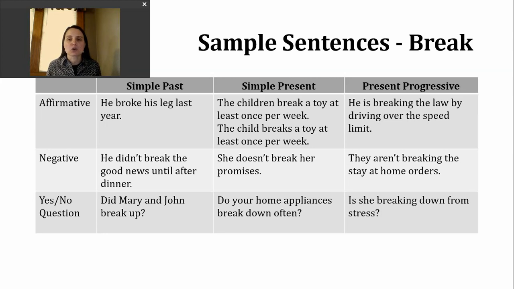Finally, let's look at present progressive. To make the present progressive, we're going to use a present form of be, so that's am, is, or are. And then we're going to add ing to our base verb. Here's an example in the affirmative. He is breaking the law by driving over the speed limit. Okay? Again, that goes back to that second definition we discussed earlier today.